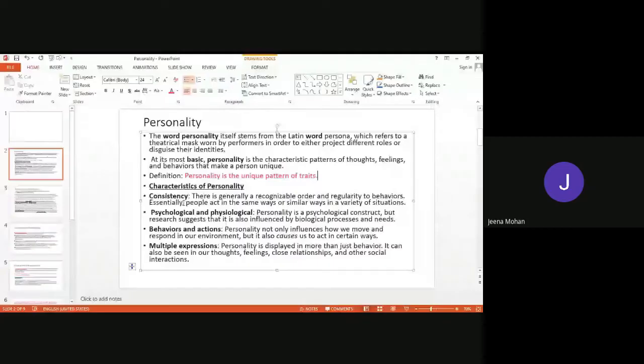So regularity in the behavior, that is very important. There is generally a recognizable order and regularity to behavior. Essentially, people act in the same way or similar ways in a variety of situations. So once again I'll repeat, someone who is consistent always behaves in the same way. That is the meaning of consistency.